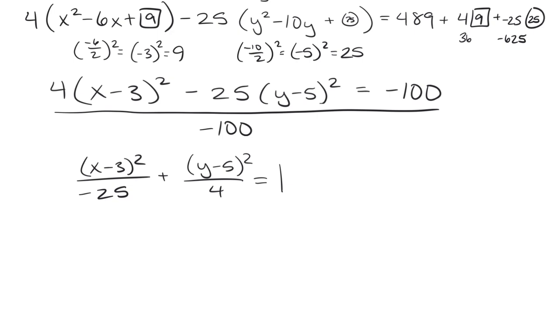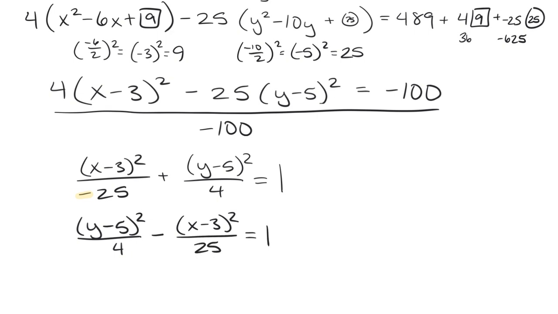Now that looks wrong, yeah? We know this is a hyperbola. What should be in the middle of a hyperbola equation? A minus sign. So we have to move it around. This hyperbola is actually y minus 5 squared over 4, because that's the positive thing, and then minus x minus 3 squared over 25. The negative term should be second. Because we had to divide by a negative 100, it changed which of the terms was negative. It should go second in the equation.